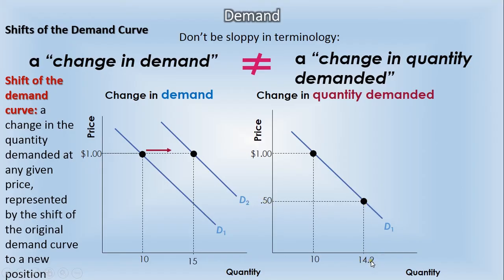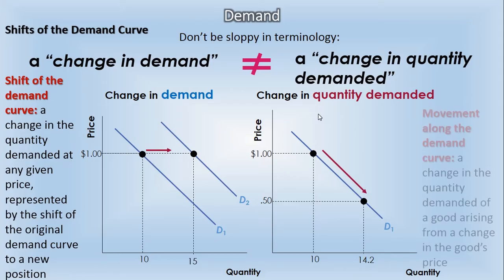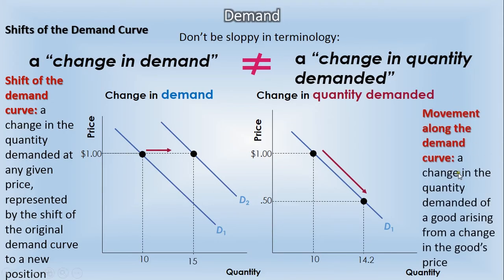So we say that quantity demanded increased in this case. There was a change in quantity demanded because there was a change in price. And we moved down along the demand curve because of it. So a movement along the demand curve is a change in the quantity demanded of a good arising from a change in the good's price.